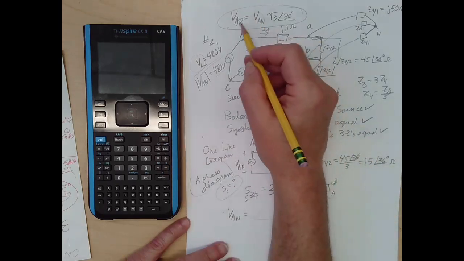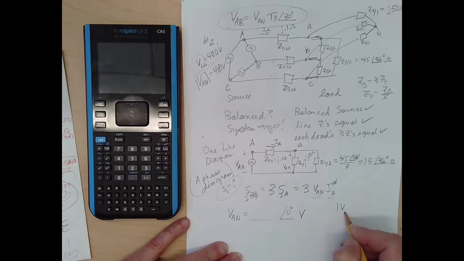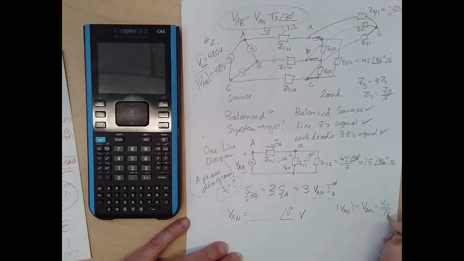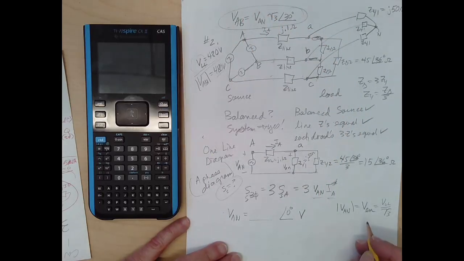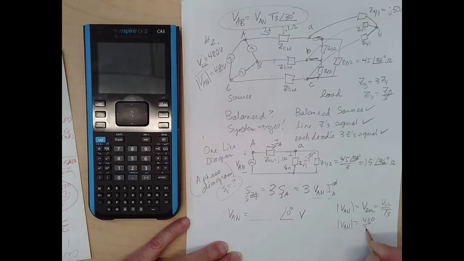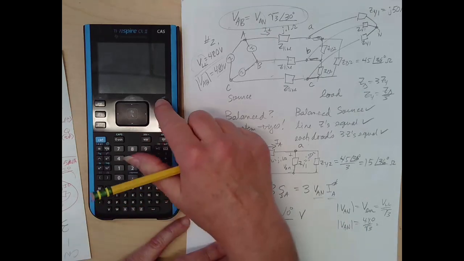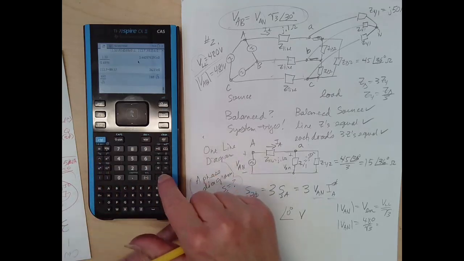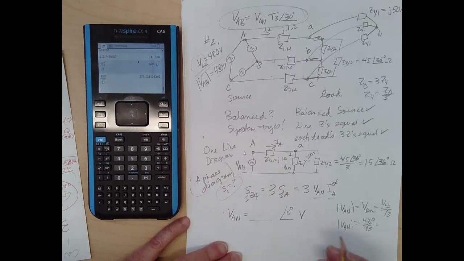But that wasn't given; what was given was VAB's magnitude. So the magnitude of VAN, which we also call V line-to-neutral, as opposed to V line-to-line, is V line-to-line over the square root of 3. This is telling us the magnitude part. So the magnitude of VAN in this case is 480 over the square root of 3. Calculator, here we go: 480 divided by square root of 3 is 277.1 volts. Let's just go with 277 volts. So the line-to-neutral voltage of the source is 277 at angle 0.